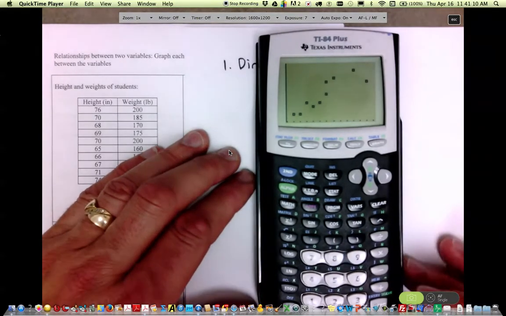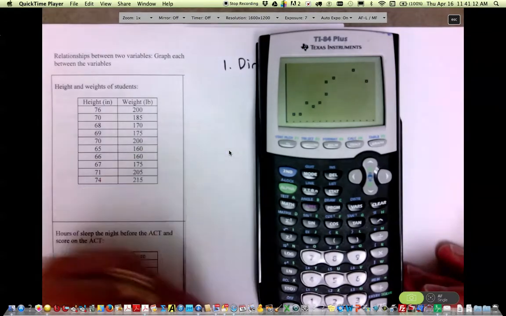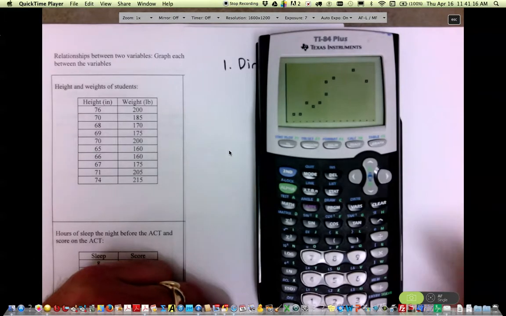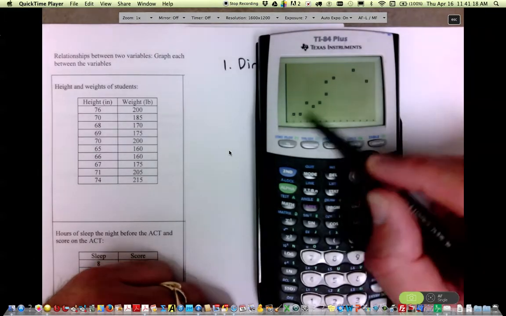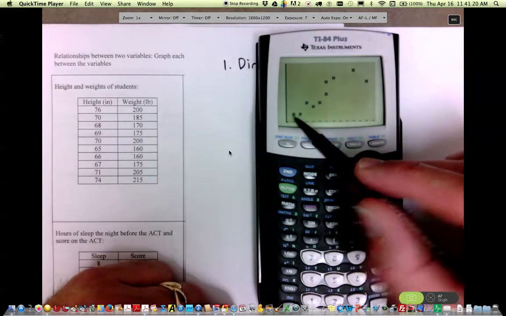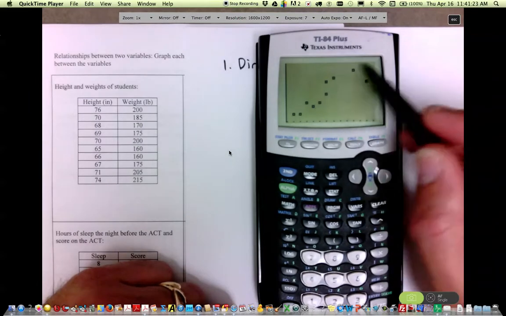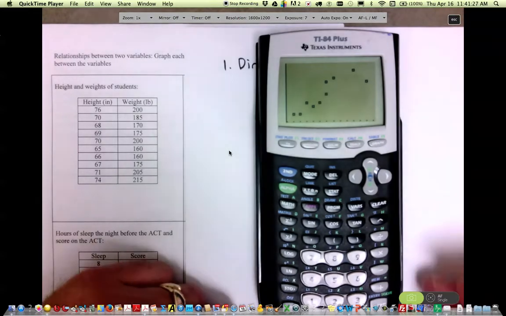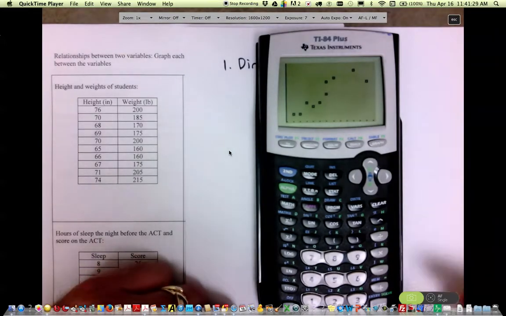In other words, small values of x are going to be associated with small values of y, and large values of x are going to be associated with large values of y. So small x's and small y's are going to be down here, large x's and large y's are going to be up here, and actually the medium-sized x's are going to be associated with medium-sized y's as well.